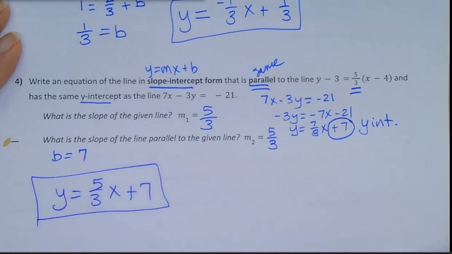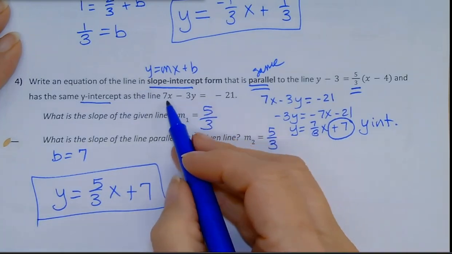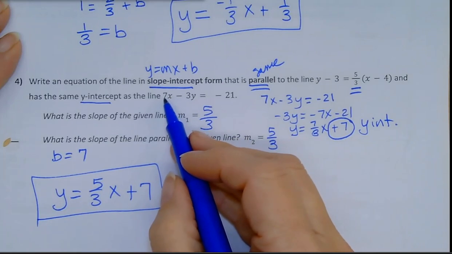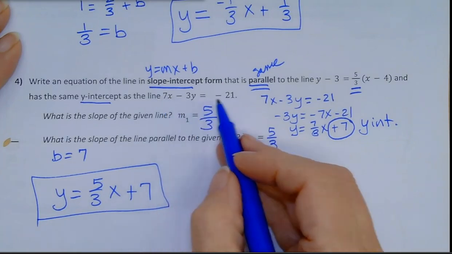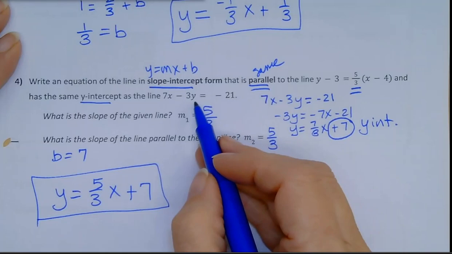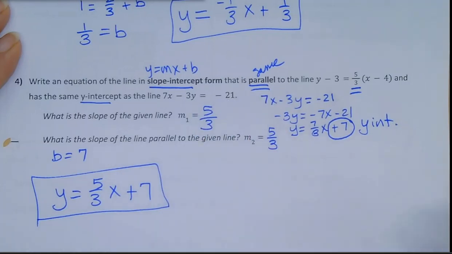As a side note, you know that to get the y-intercept, your x value has to equal 0. So I actually could have solved this by plugging in 0 for x, and I would have negative 3y equals negative 21, and y equals 7 that way. Several ways to get to the final answer here. All right.